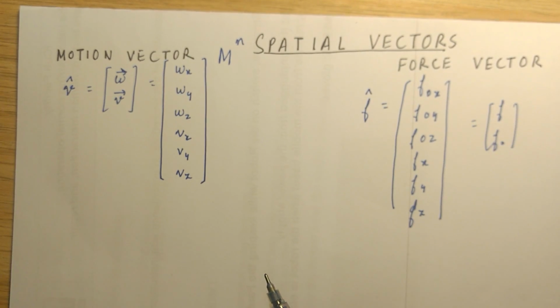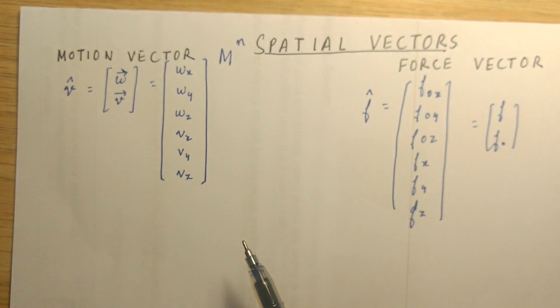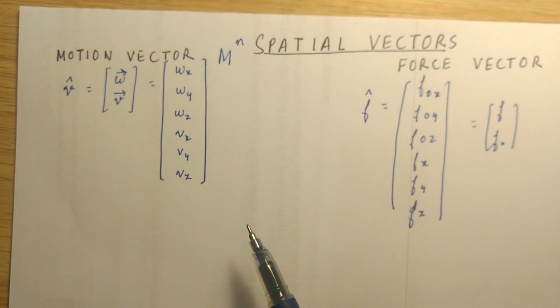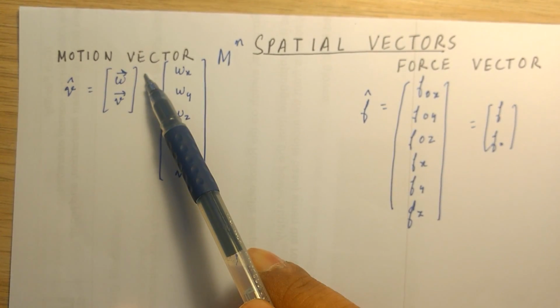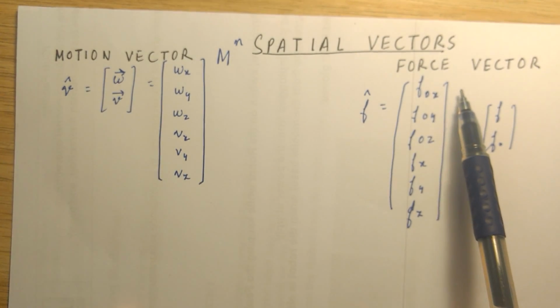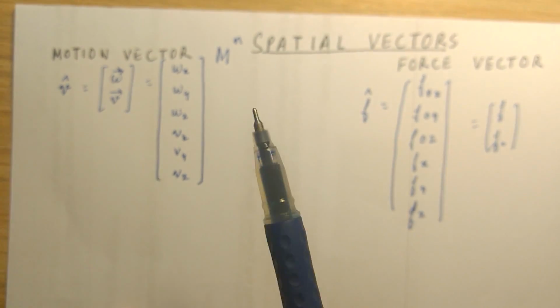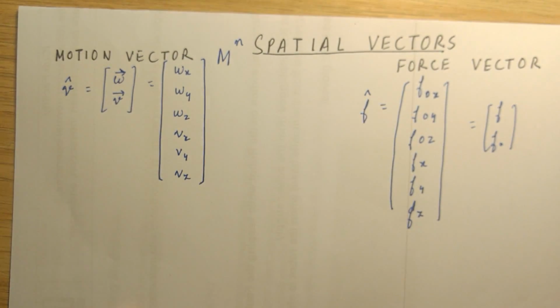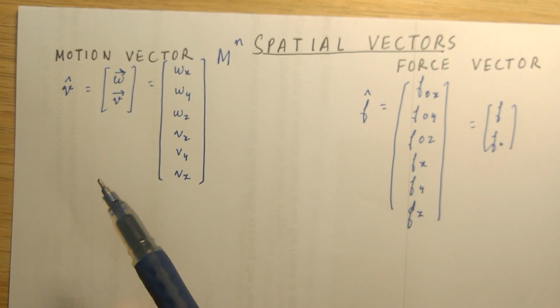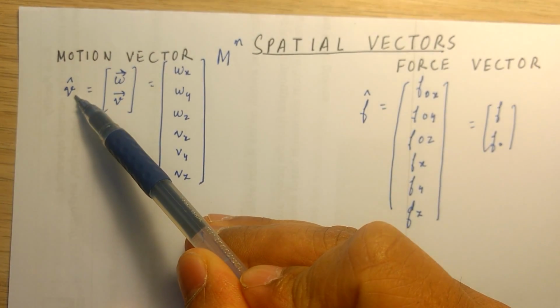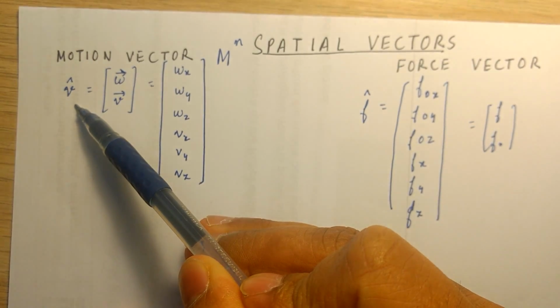Now the spatial vectors. Spatial vectors are the vectors that are generally used in the rigid body dynamics. They are the motion vectors and the force vectors. The beautiful thing about spatial vectors is they could include both the angular and the linear term in the same expression of a vector. They are broadly denoted by a cap over the alphabet.